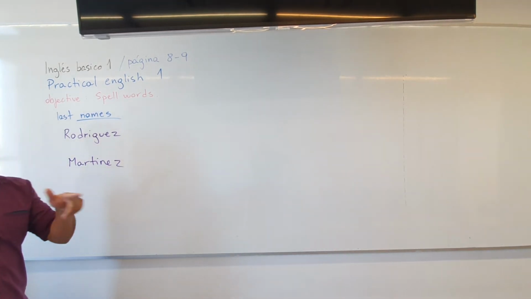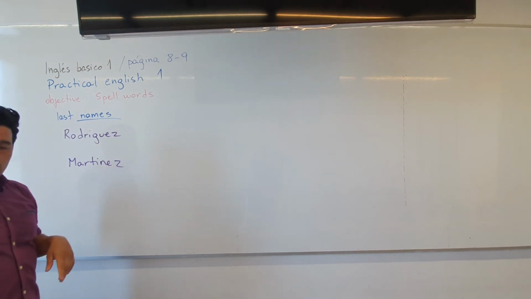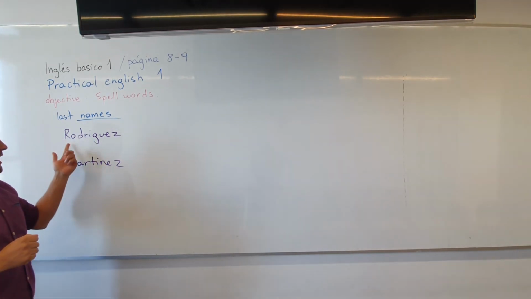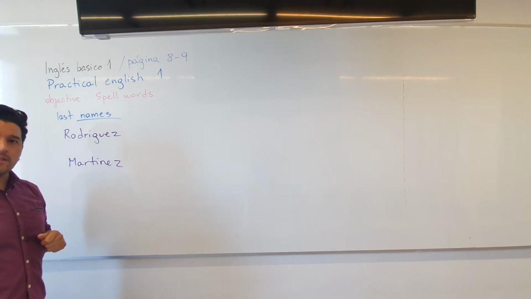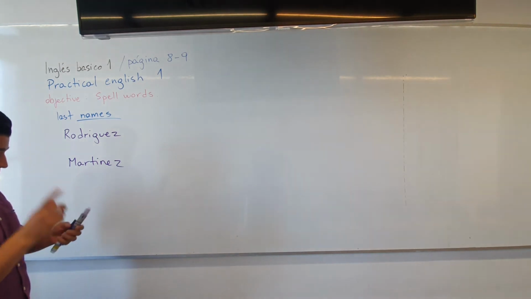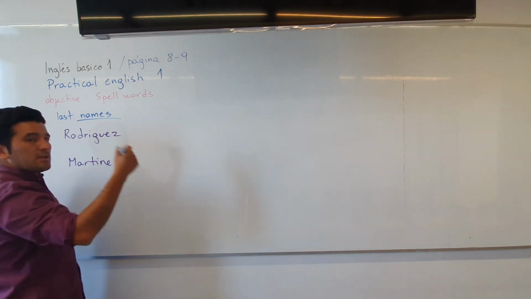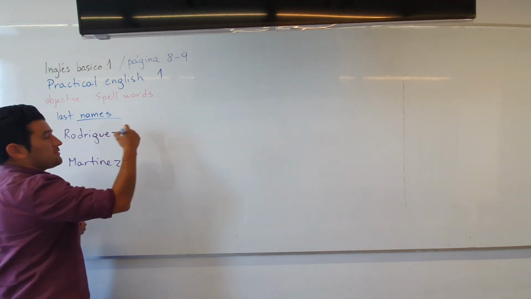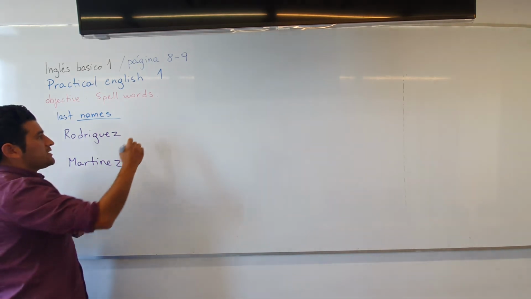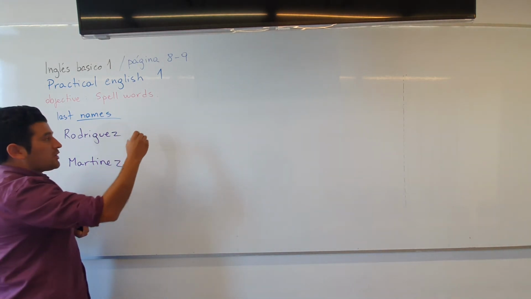Okay, now we are going to see some last names, okay? Question for you. Can you spell these last names? Can you do it? Let's check. Trate de hacerlo usted, de repetirlo, ¿ya? The word that I'm going to say, okay? Ready? Okay, try to say it. Trate de decir la palabra que yo voy a escribir.